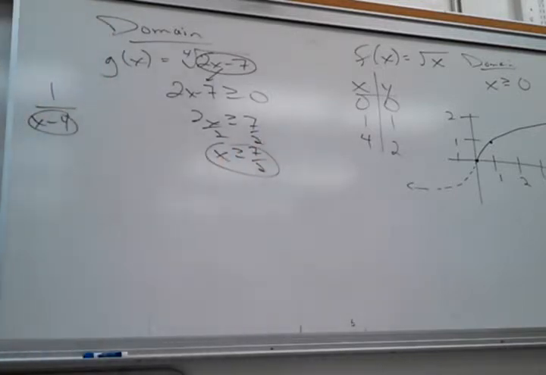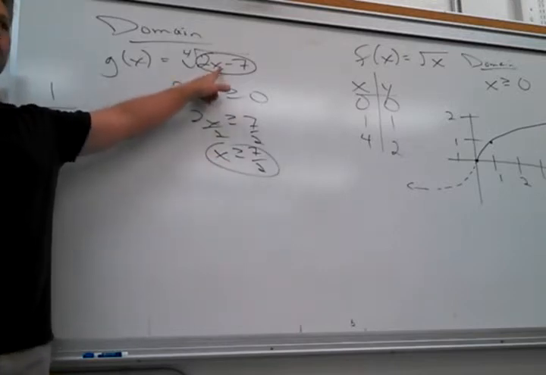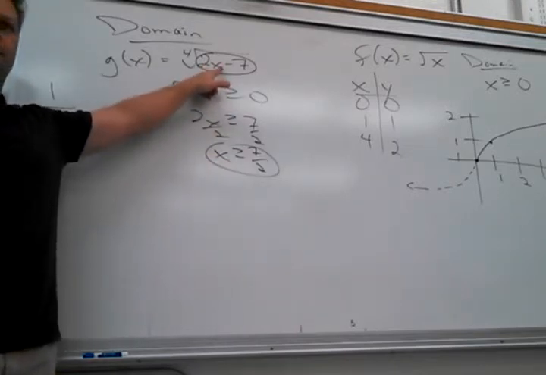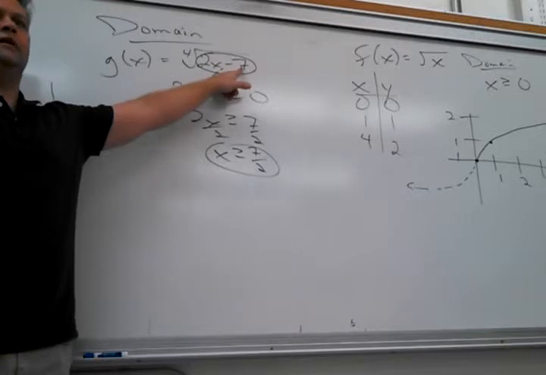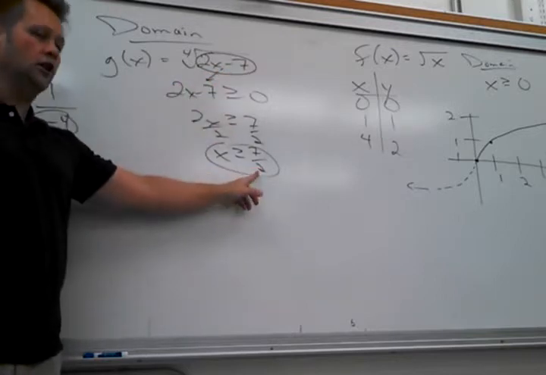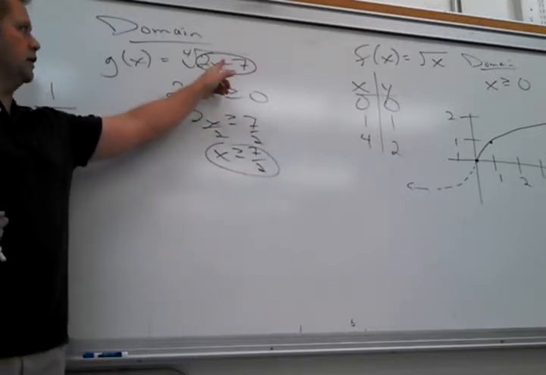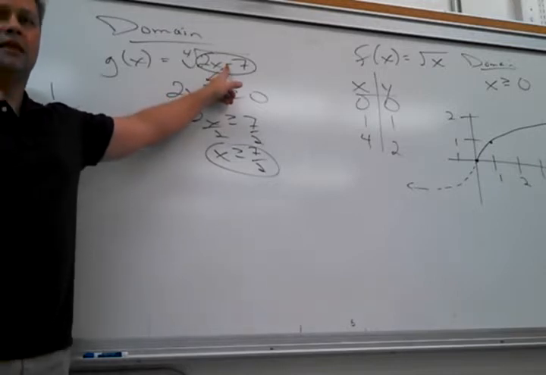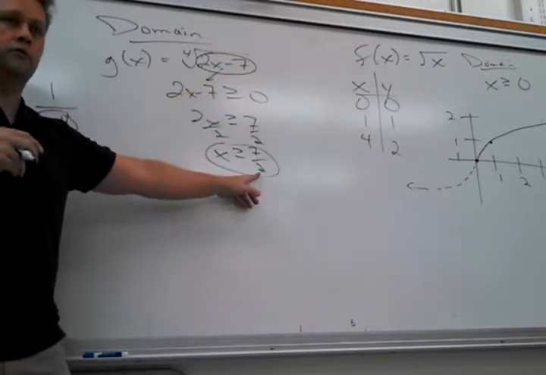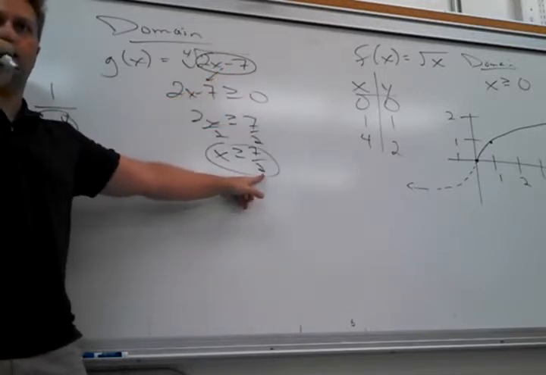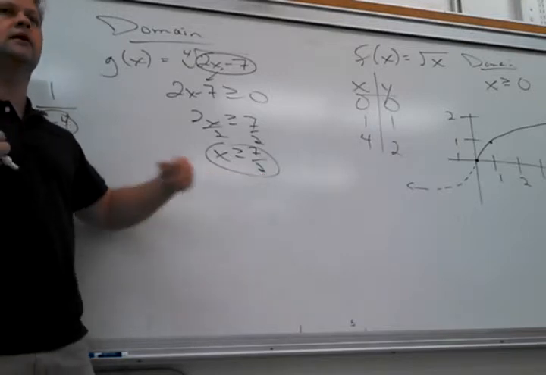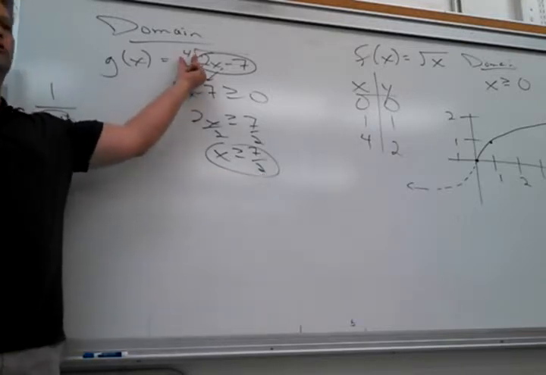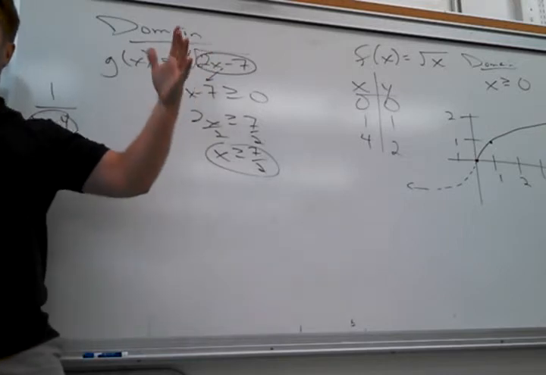7 halves. And that's the domain of that. That's the smallest input you could do, because if you put a 7 halves in, twice 7 halves is 7. Minus 7 is 0. So you can't put anything lower than that in, because it would make the inside negative. Right? 0 is cool. That value makes it 0. Anything less than that would make it negative. That's a fourth root. They can't handle negatives.